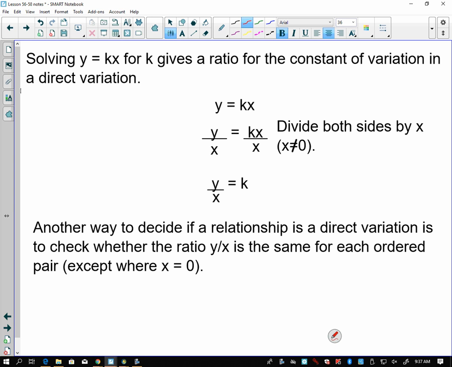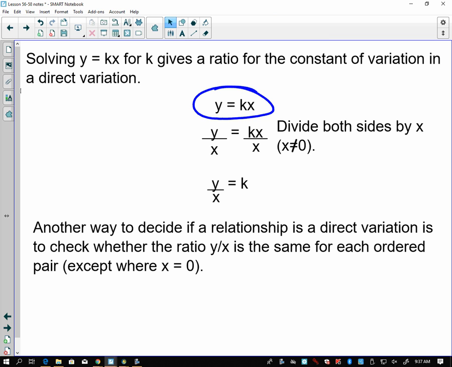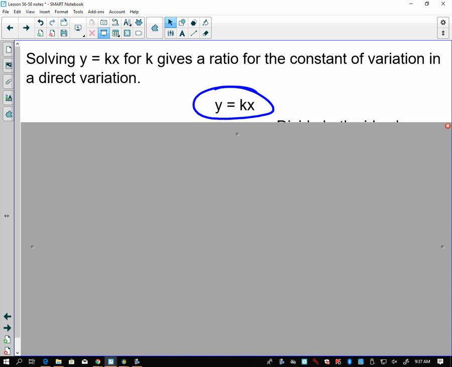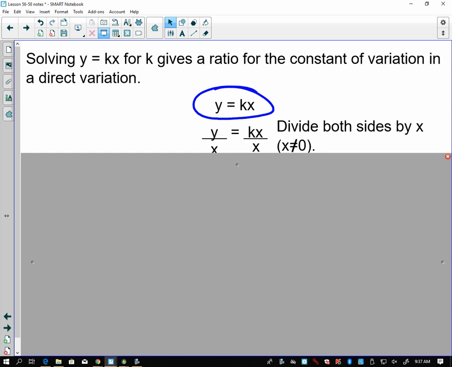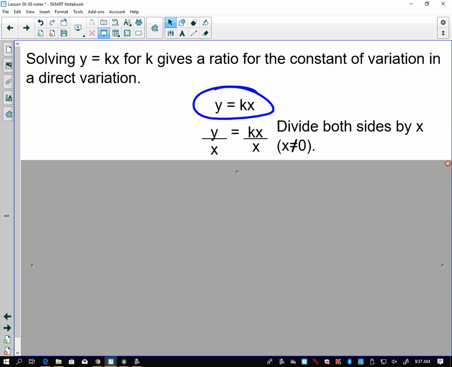If we're solving y equals kx for k, it gives a ratio for the constant of variation in a direct variation. So if I have this to start with, and I want to know what k equals, let's do this for a second. Let's say I'm starting with this. How do I solve for k? Divide by x on both sides. Good. Divide both sides by x. So I'm dividing by x on both sides, right?